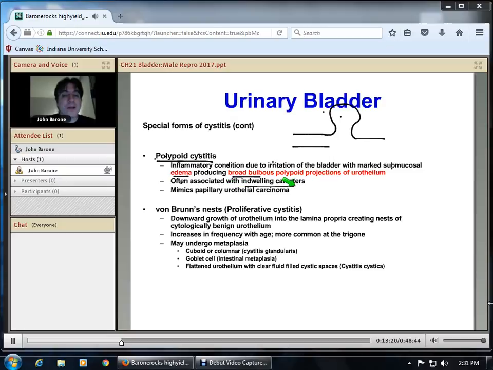It's not cancer. Now, it's often associated with an indwelling catheter. Does that make sense? That makes sense. The catheter's coming in here. It keeps hitting this mucosa. Well, if it keeps hitting the mucosa, this area becomes edematous. It swells up. And you get this polypoid lesion. And the next day, the catheter moves over here and irritates this area for a while, and you get a polyp there. Now, again, the significance is it looks like papillary urothelial carcinoma, but it's benign. It's just inflamed, swollen mucosa.